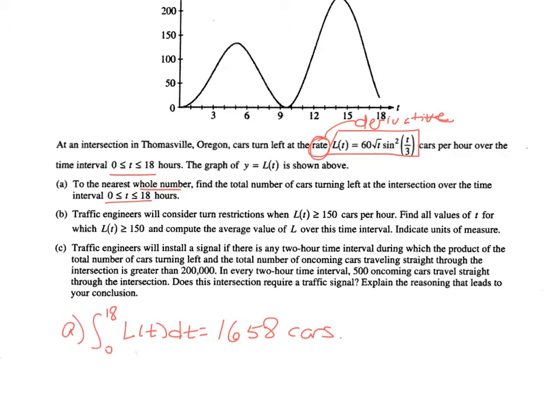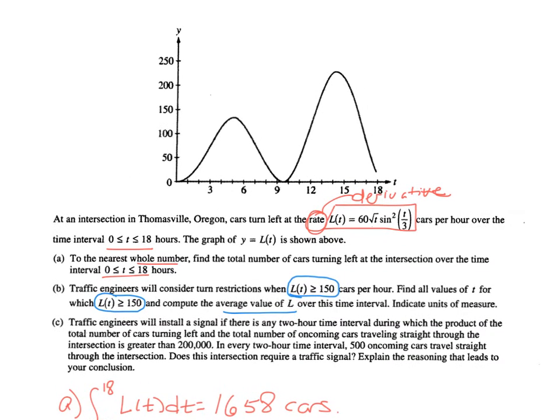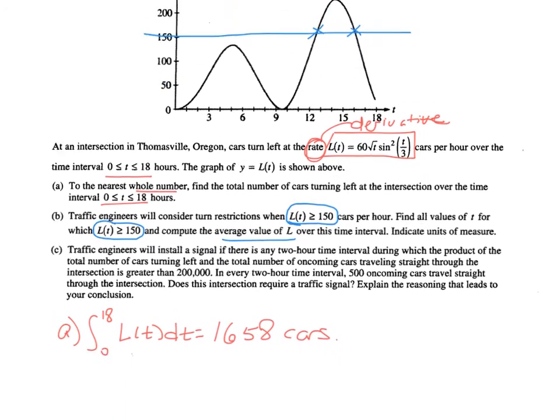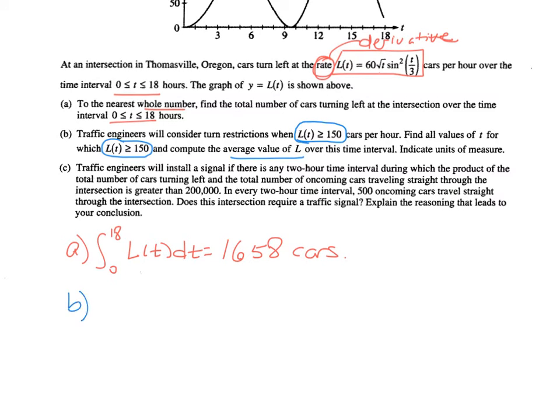So we've got traffic engineers considering turn restrictions when the rate at which cars are turning left is greater than or equal to 150 cars per hour. We want to find all values of t for which this inequality is true, and then compute the average value of L on this time interval. Okay, so we want to see where L of t is greater than or equal to 150. So here's 150. So we're looking for this x value and that x value. So the way we find that is we set L of t equal to 150.